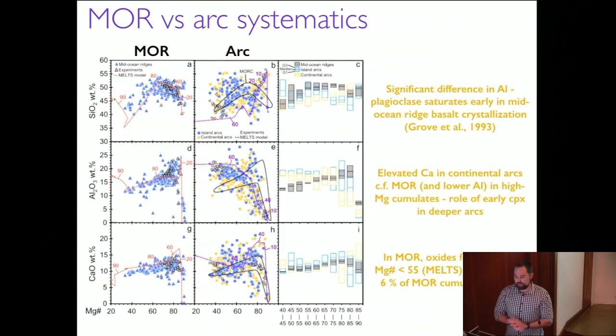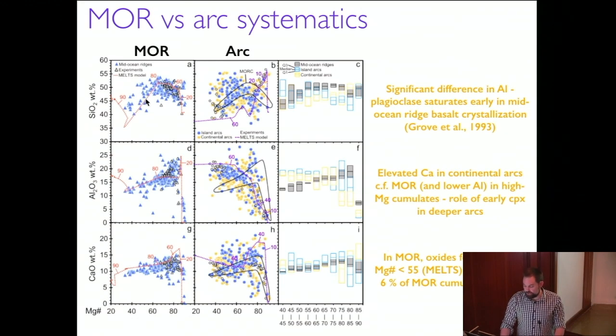Okay, so I'm not going to show you all the different element trends, but we're just going to go through some poignant ones, and let's just try to break this diagram down. So here we have on the x-axis for these different environments magnesium number, a measure of the primitiveness of the system, in these two columns here. The first for mid-ocean ridges, and the second for arcs. Right, in this last column, we're comparing mid-ocean ridges in gray with island arcs and continental arcs.